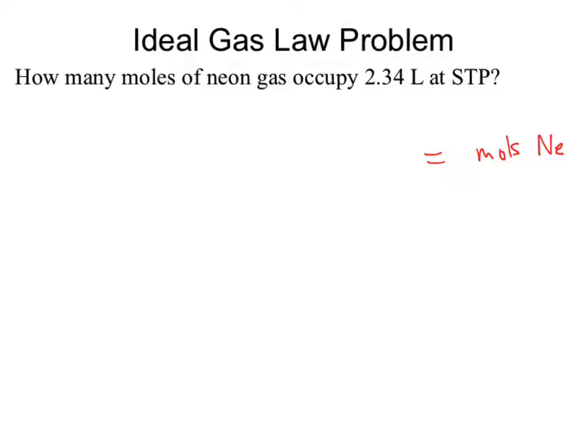N2? N2 is nitrogen, not neon. What about neon? What is the formula for neon? It's just Ne, it's not Ne2 because it's not a diatomic gas.